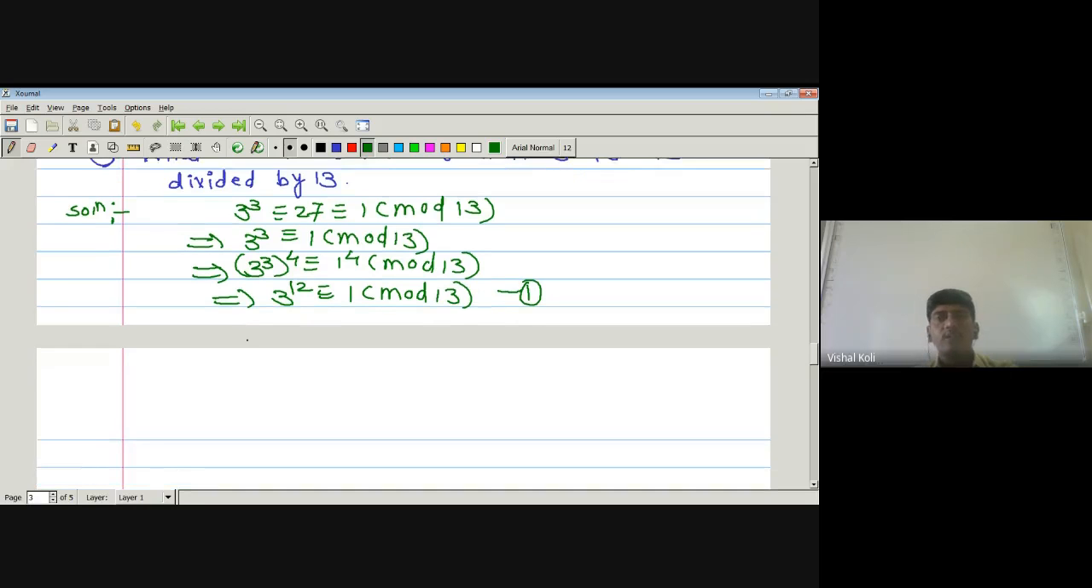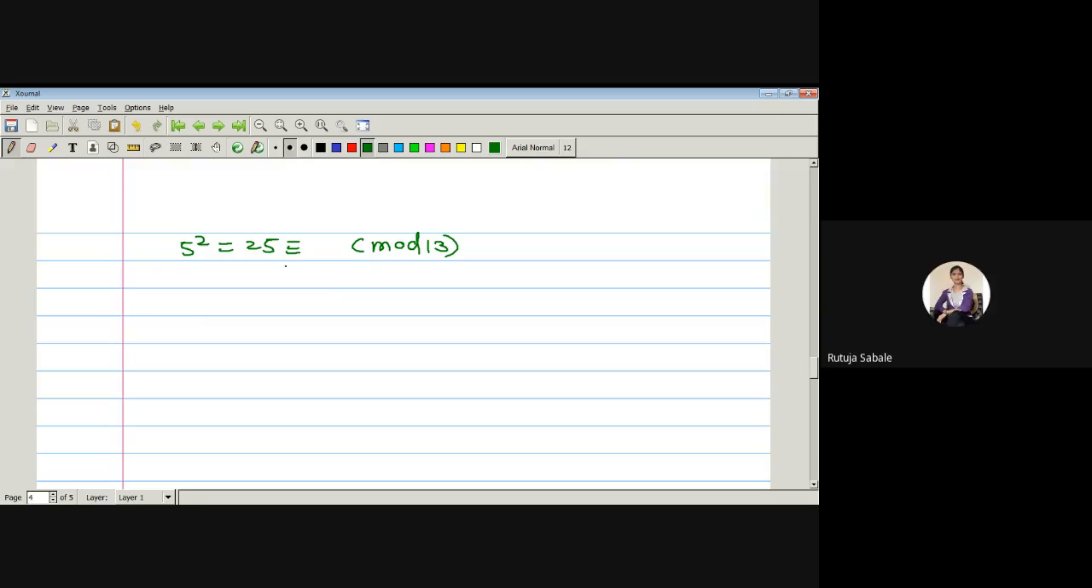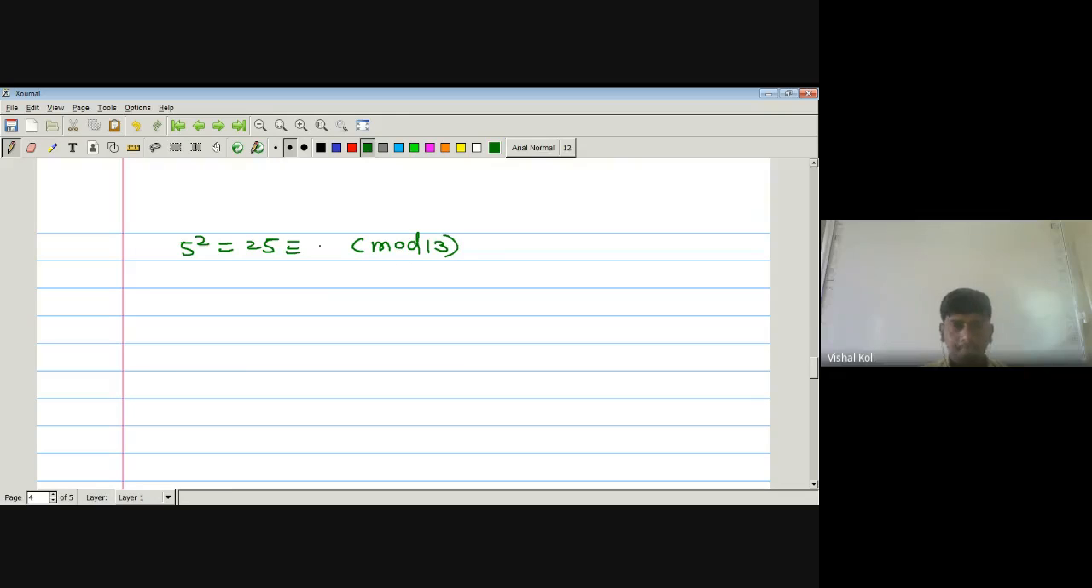Now we have to check for 5. Now 5 square is 25, and 25 is congruent to which number modulo 13? 25 is congruent to 12 modulo 13. But 12 is nothing but minus 1. Therefore, 5 square is congruent to minus 1 modulo 13.